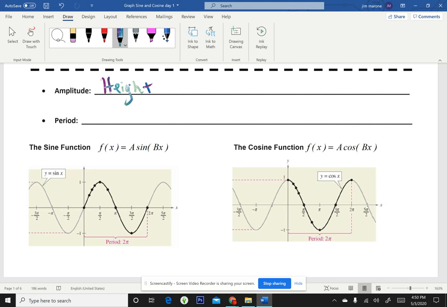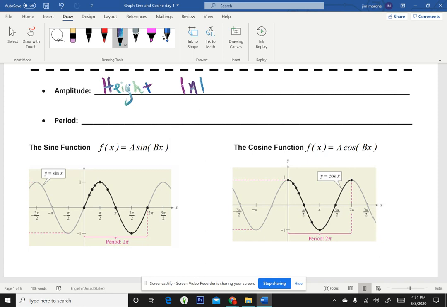The height, which we call the absolute value of A. So just like the horizontal shrink and stretch, we don't look at the sign of A. The height is the same whether A is -2 or 2.